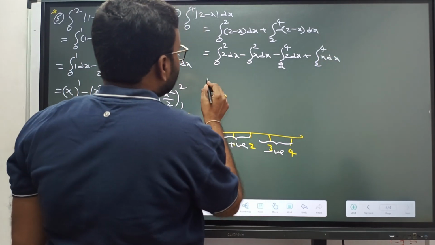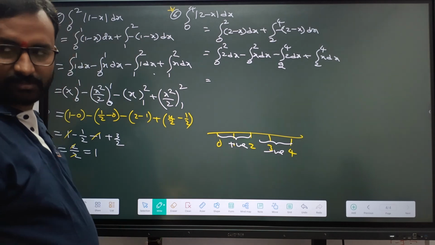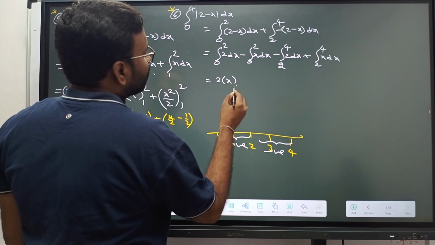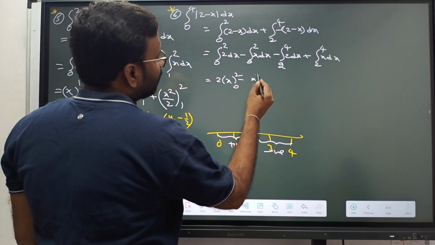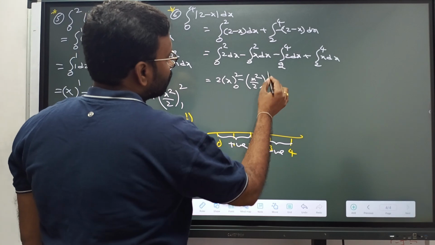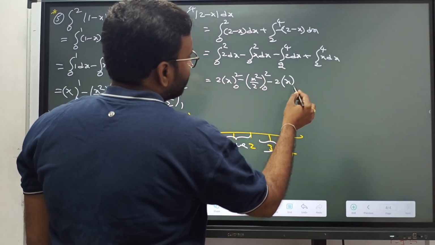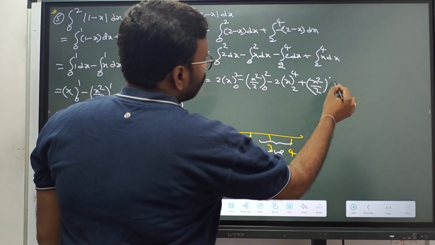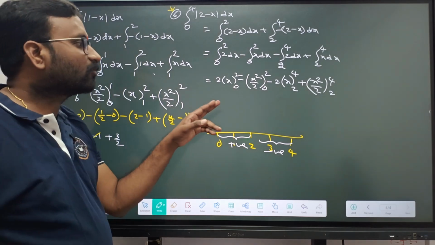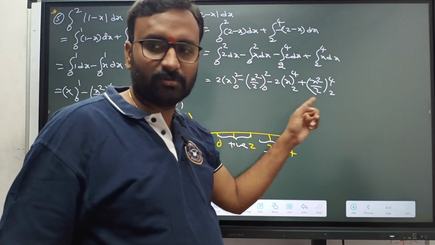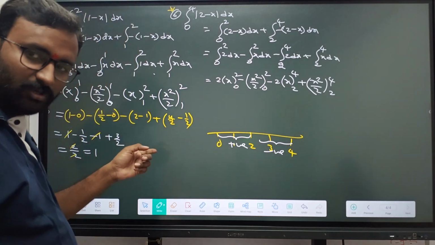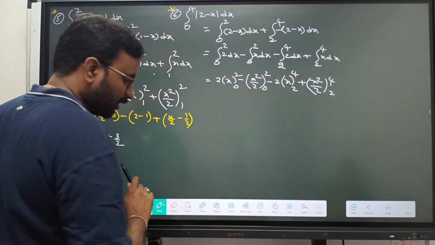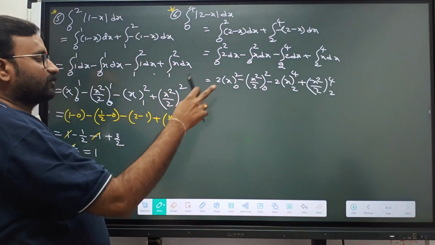Continue. Integral 2 dx means 2x, since integral 1 dx is x. So 2 into x with limits 0 to 2, minus x square by 2 with limits 0 to 2, minus 2 into x with limits 2 to 4, plus x square by 2 with limits 2 to 4. Don't get confused: we do not have the same limit for all. This is 0 to 2, this is 2 to 4. This is 0 to 1, this is 1 to 2. By mistake you may write the same 0 to 1 everywhere, and you will get the wrong answer.